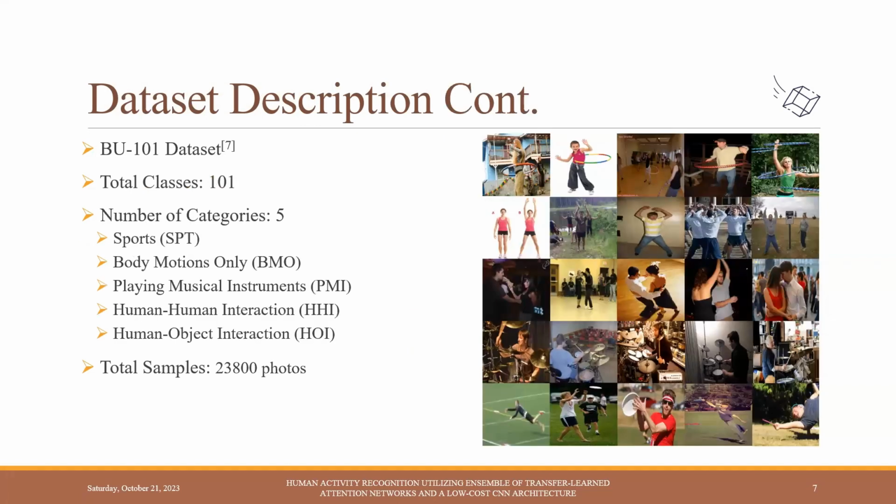Then the next dataset is the BU101 dataset. As the name goes, there are 101 classes. However, we can break these 101 classes into five broad categories. You can see the categories: sports, body motions only, playing musical instruments, human-human interaction, and human-object interaction. These are the broad categories. There is a total sample of 23,800, so it's a big dataset.